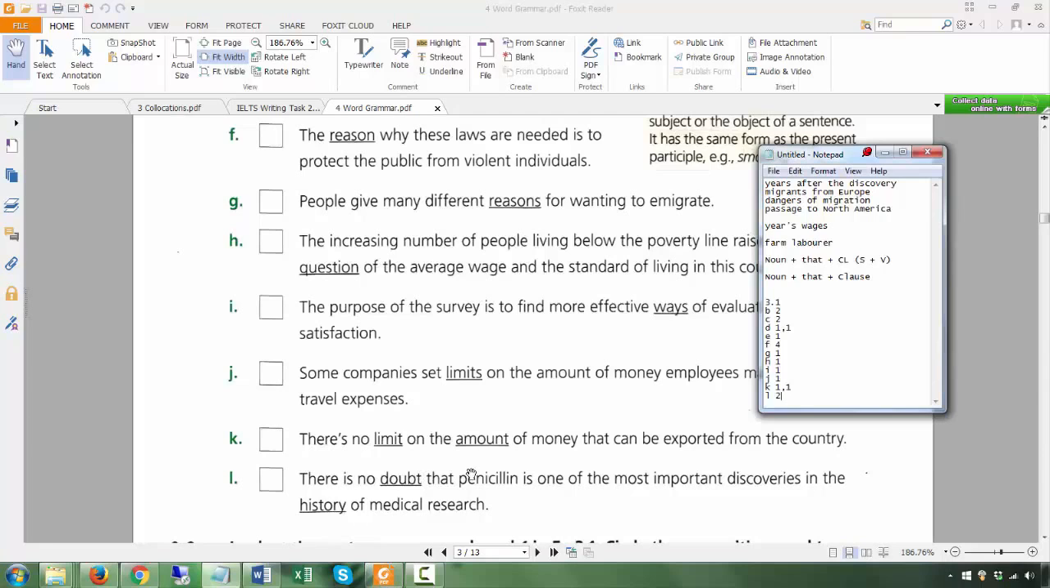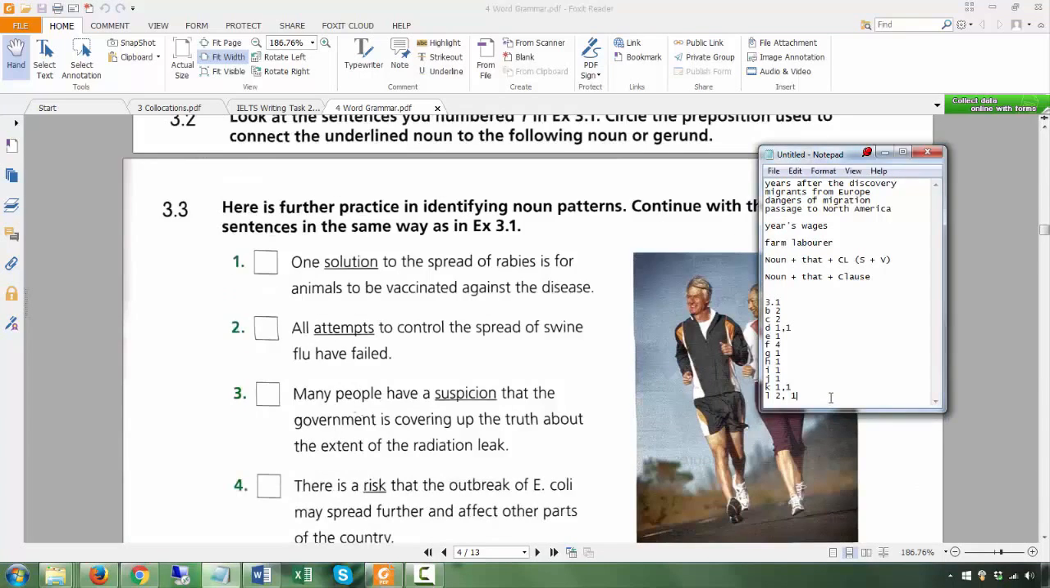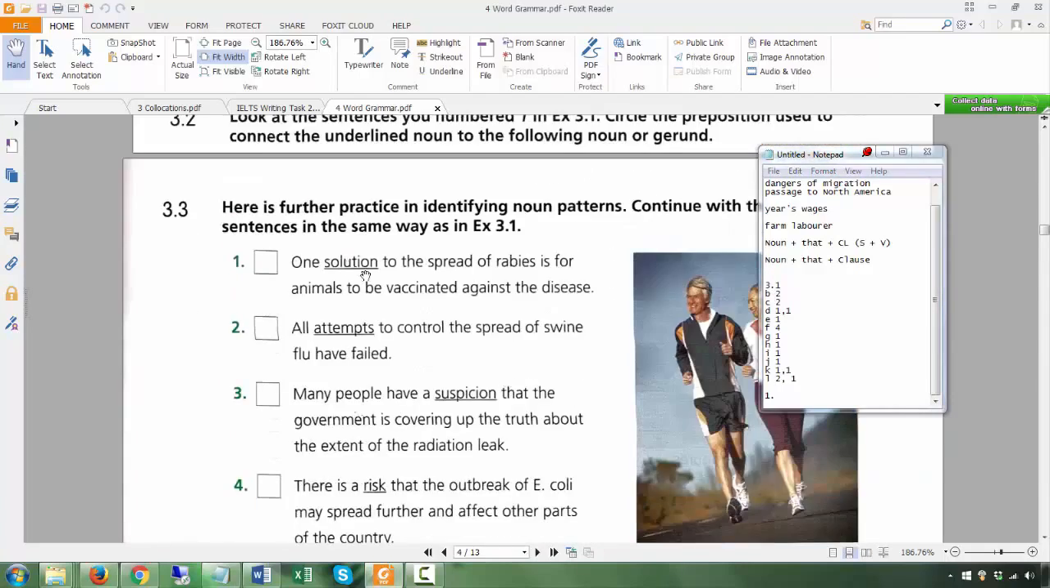Doubt, that, and then history of 1. After the noun history, you follow it by a preposition. Okay, and to continue on here, 1 solution to, now this is a bit tricky. All right, what pattern is this? Some students will use the 1 solution.